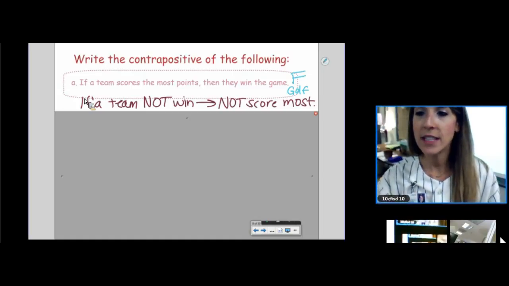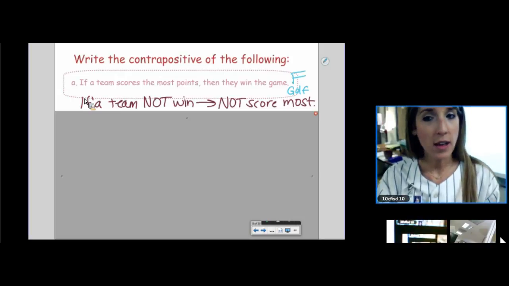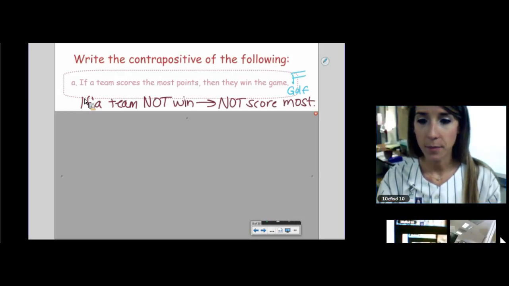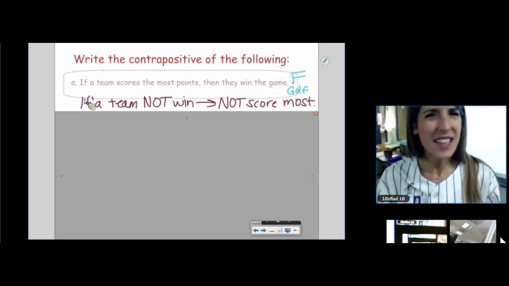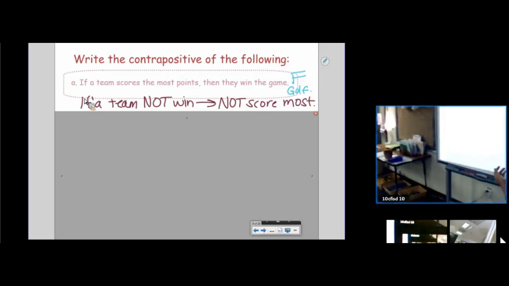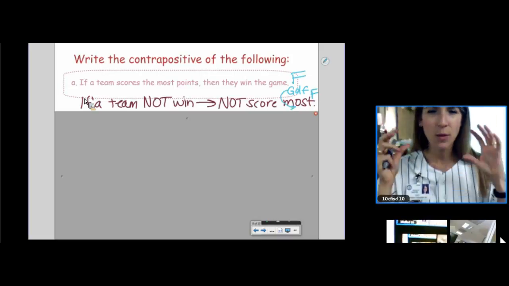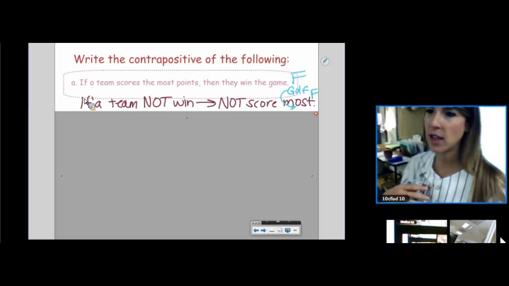Okay, if a team does not win, then they did not score the most points. So what is the truth value of the contrapositive? If a team does not win, then they do not score the most points. Isn't that the same argument? So it's also false, and I could use the same exact counterexample. So it's like the original and the contrapositive have the same logic to them. Let's keep looking at that.